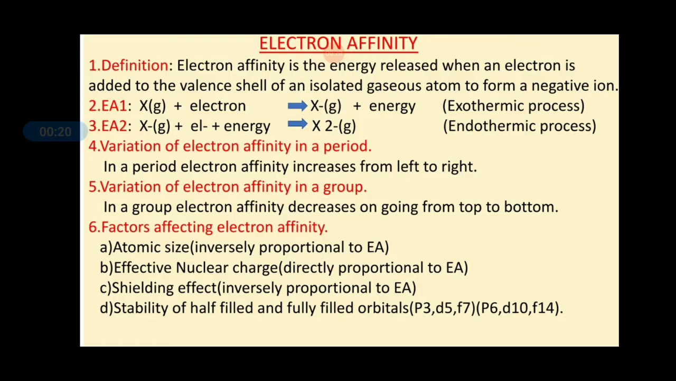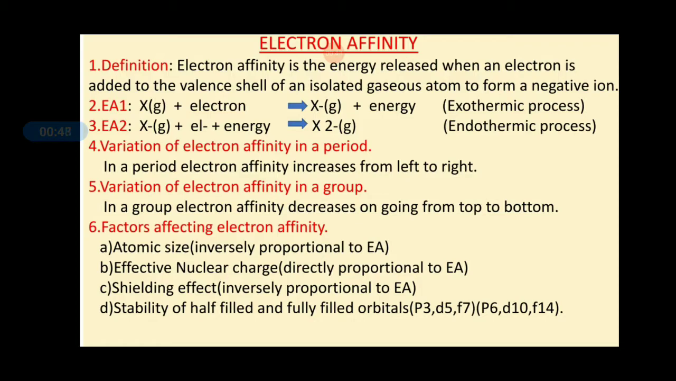See the equation. X is an isolated gaseous atom. When adding an electron, it is converted into a negative ion, also in the gaseous state. Then energy is released. When an electron is added to the neutral gaseous atom, it releases energy and is converted into a negatively charged ion. First electron affinity is an exothermic process as energy is released.